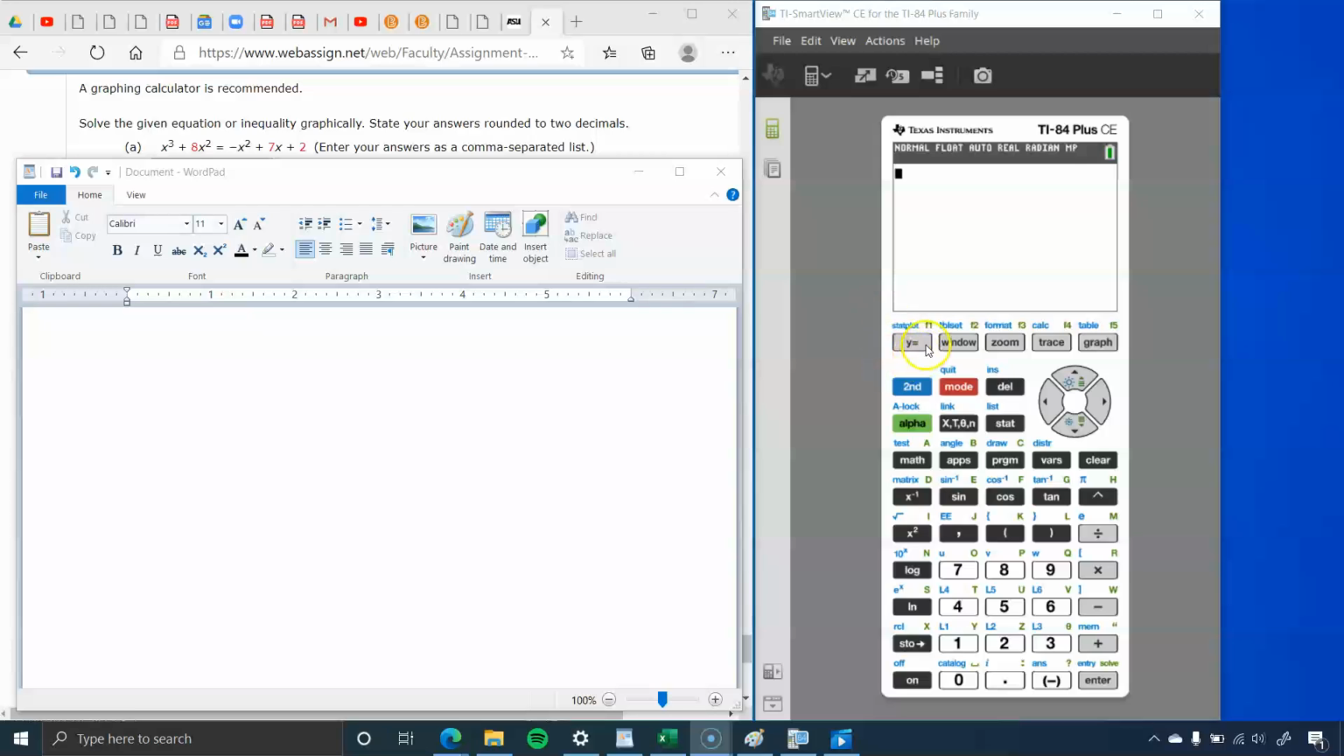Okay, so to do this, I'm just going to enter both functions in the calculator. So my first function is x to the third. Make sure to move out of the power. Plus 8x squared. And that's it. That's my first function.